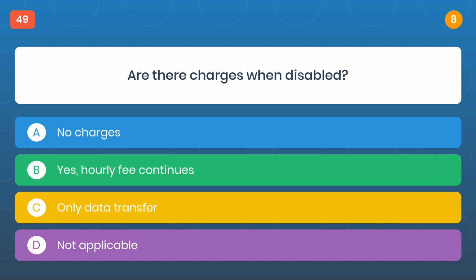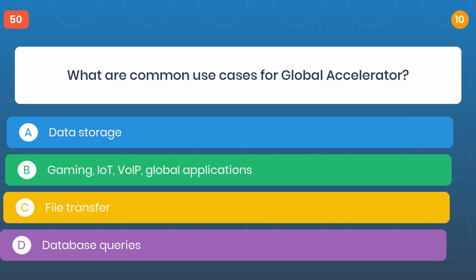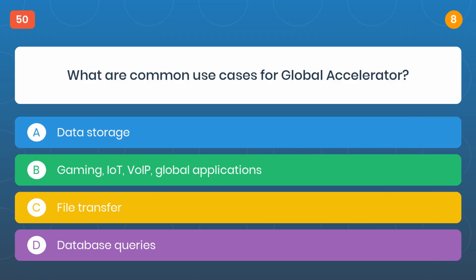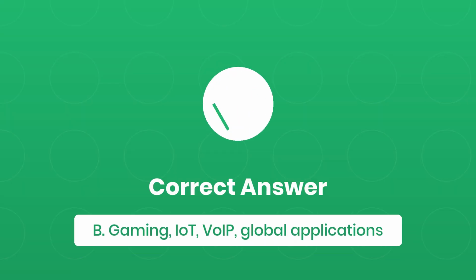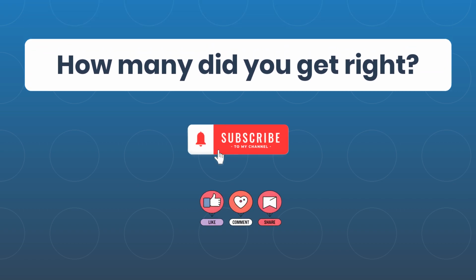Question 49. Are there charges when disabled? The correct answer is B, yes, hourly fee continues. Question 50. What are common use cases for Global Accelerator? The correct answer is B, gaming, IoT, VoIP, global applications.